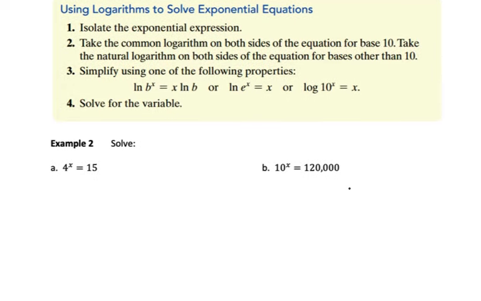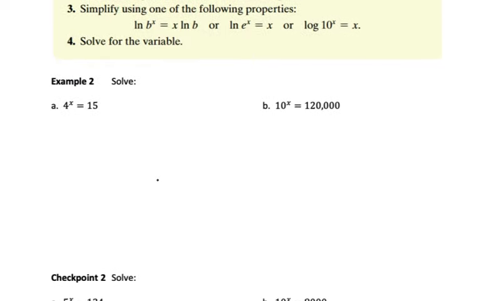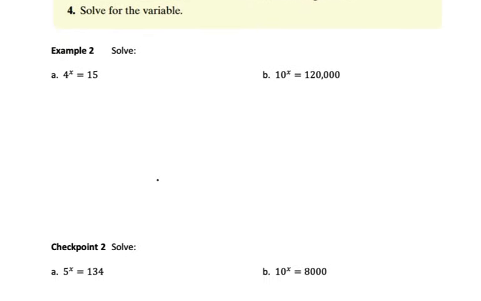So now we can simplify using one of the following properties. ln of b to the x, we can move the x to the front and have x times ln of b. ln of e to the x is just equal to x, and log base 10 to the x is also equal to x. Then we can solve for the variable. So for example 2, part A is 4 to the x equals 15. Now notice that I can't write 15 as 4 to some power because that wouldn't be a whole number. There's no power of 4 that equals 15.